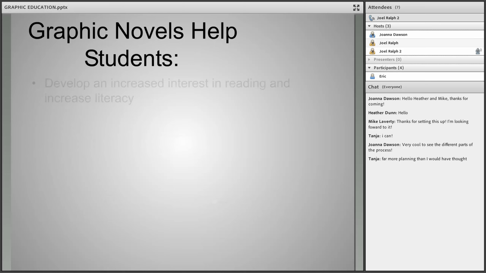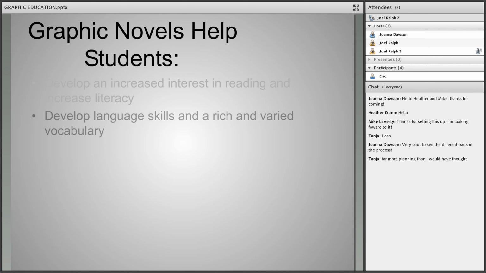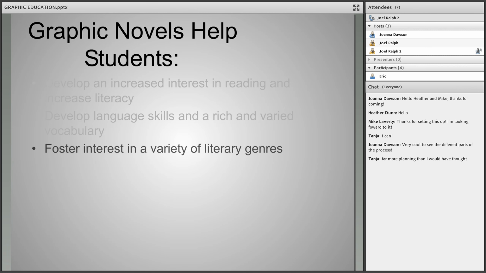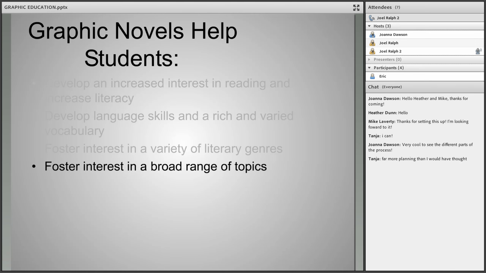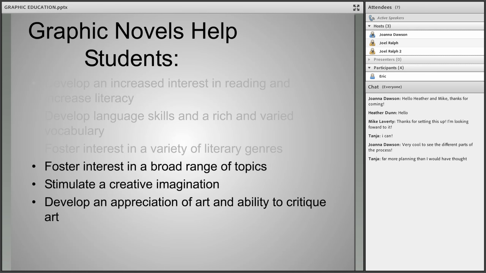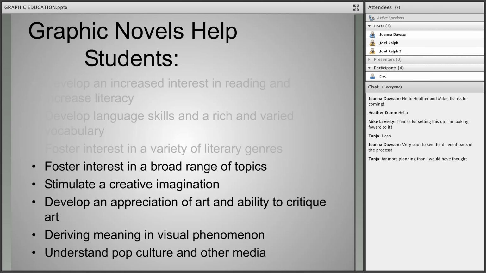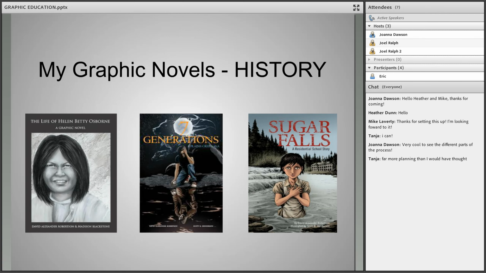So just as a quick summary, some of the things that graphic novels help students to do: increasing literacy, developing language skills, fostering an interest in different literary genres and a broad range of topics, stimulating imagination, developing an appreciation of art and being able to talk about art, deriving meaning from visual phenomena, and understanding pop culture and media. Here are some of the graphic novels that I've done.